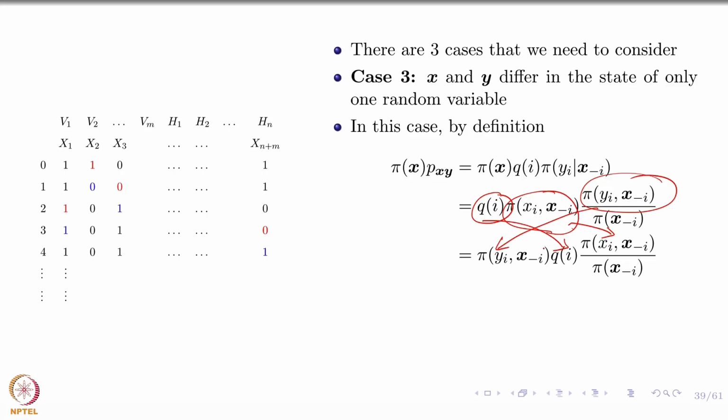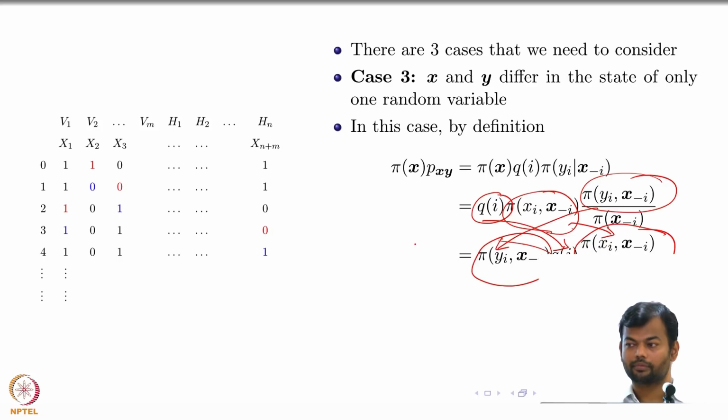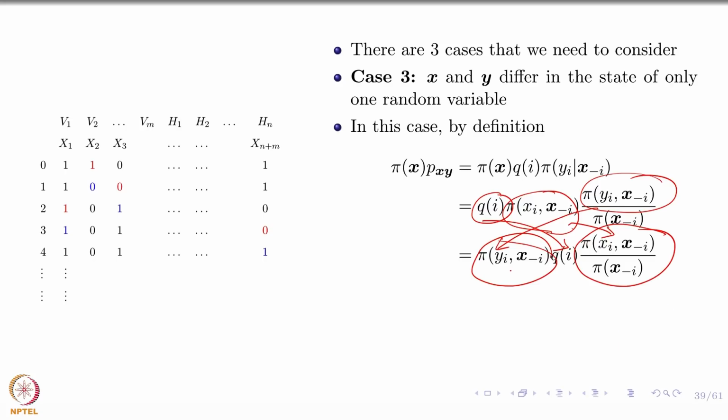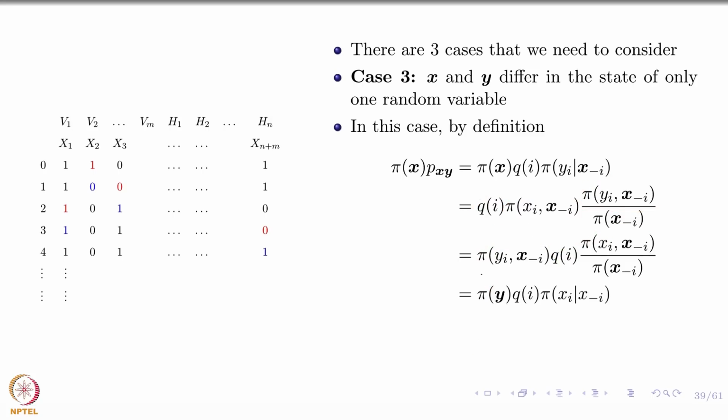Now, what is this quantity? This is xi given x minus i. And what is this actually? What is that quantity? Anyone who has a doubt about it? Please raise your hands, otherwise you will not understand anything in the rest of the course. So this is pi y and this is xi given x minus i. Now what is this combined?